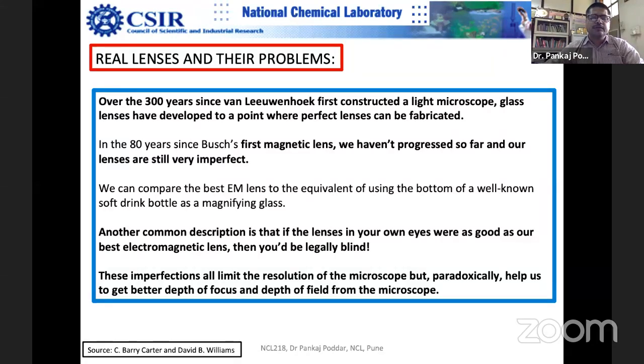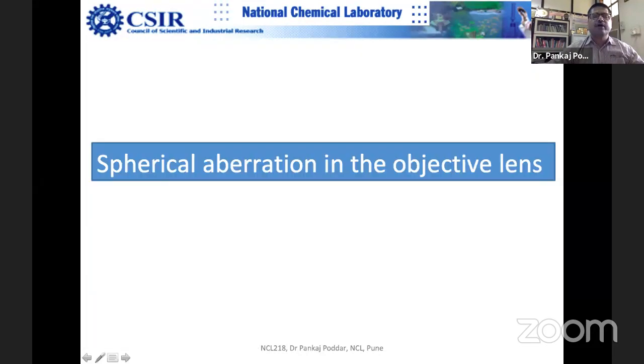The last line is very important actually, that these imperfections limit the resolution of the microscope, but it's a paradox that these imperfections also help us to get better depth of focus, as we have seen, and we will also see in coming slides. Our depth of focus and depth of field also becomes better. That's why electron microscopes are known to have far better.